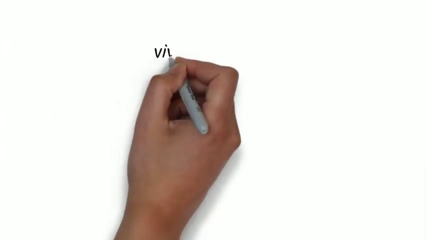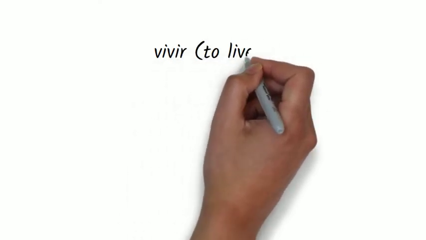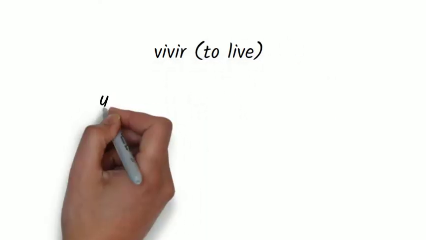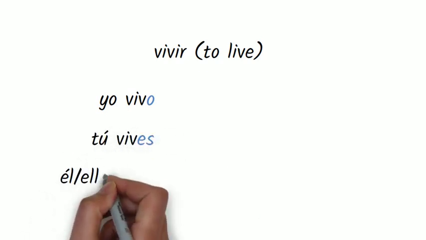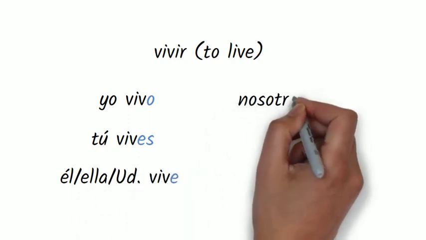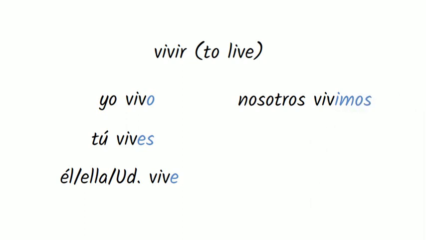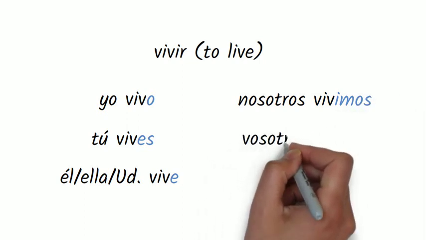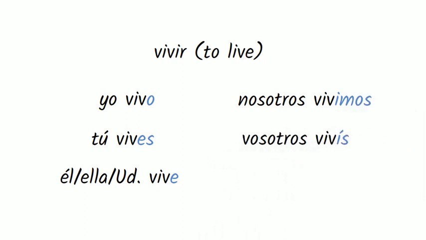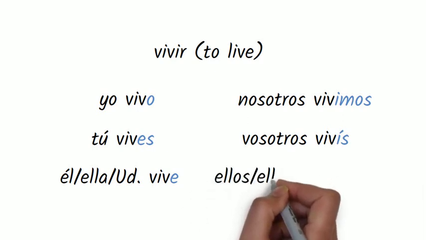Let's take an IR verb like vivir. Yo vivo. Tú vives. Él, ella, usted vive. Nosotros vivimos. Vosotros vivís. Ellos, ellas, ustedes viven.